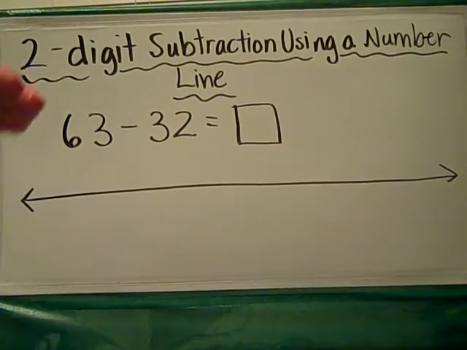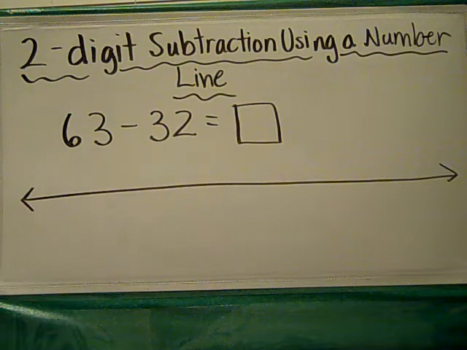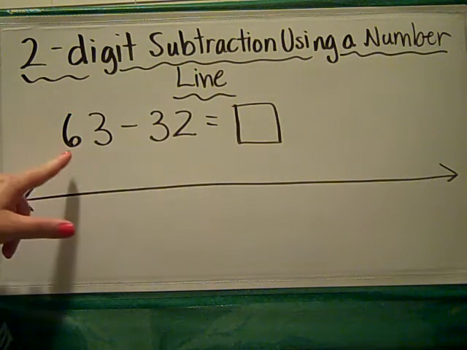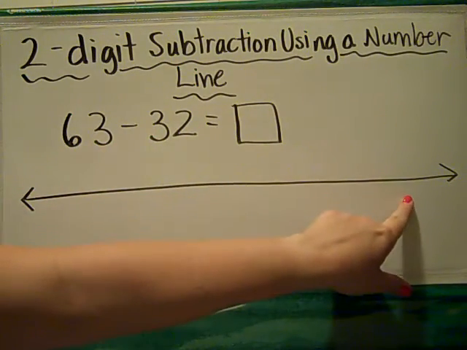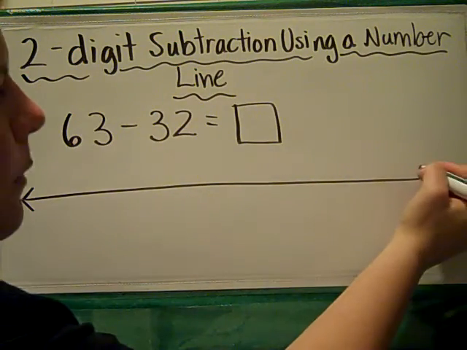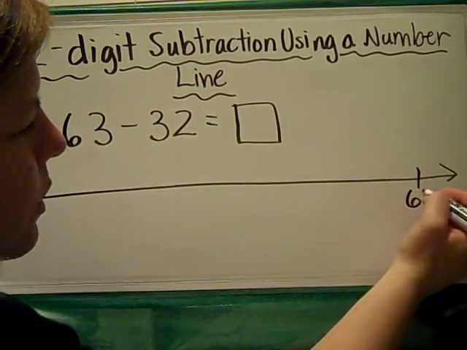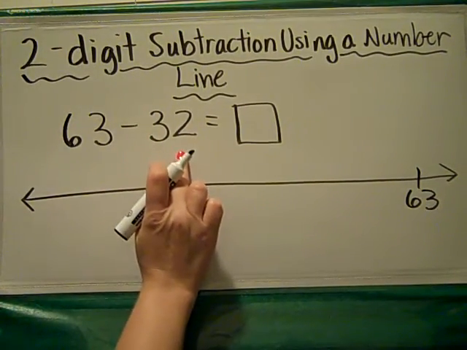Second graders can use a number line to solve for two-digit subtraction. We're going to use our example of 63 minus 32. Since 63 is the total number, I'm going to place that on this side of the number line, because remember that the numbers are going bigger as we move to the right. So I'm going to start with 63, and from 63, I'm going to take away 32.